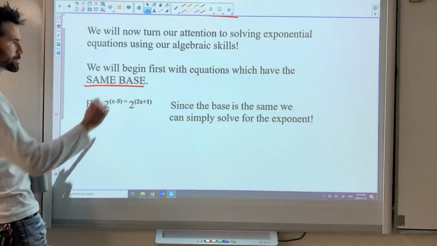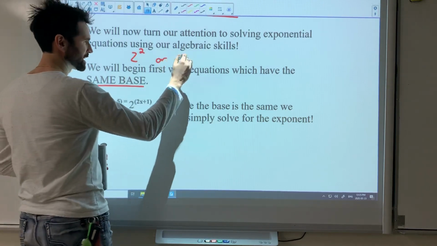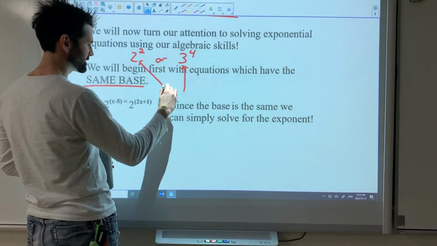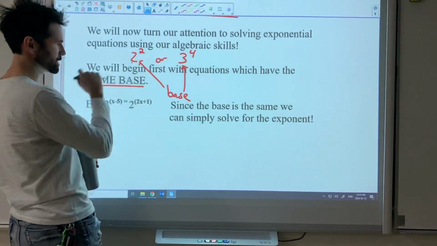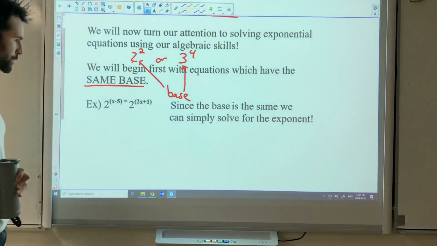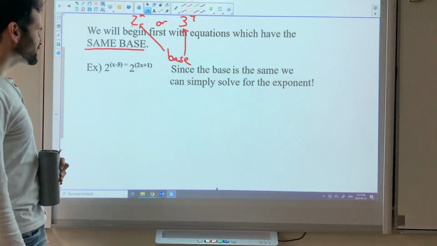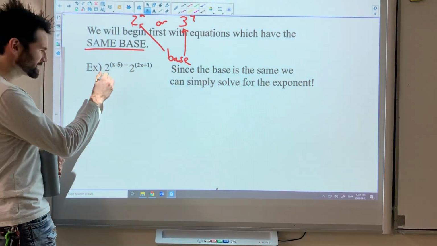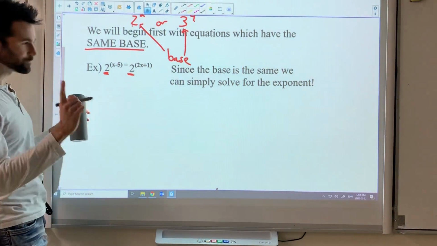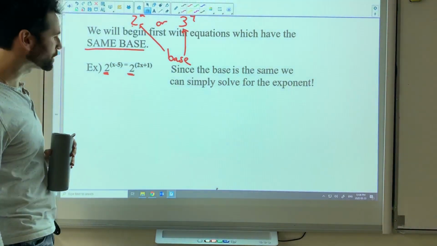When I say base, when you have a power, like 2 to the power of 2, or if you look at something like 3 to the power of 4, the base is that. The base of this one is 2, the base of this one is 3, the exponent is 4, the exponent is 2. Well, what if you start having variables in the exponent? Now, if the base is the same, as long as the base is the same, then it follows that if these two things are equal, then the exponents must be equal, okay?